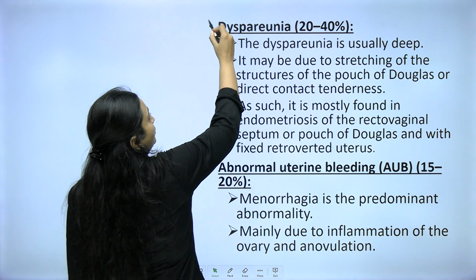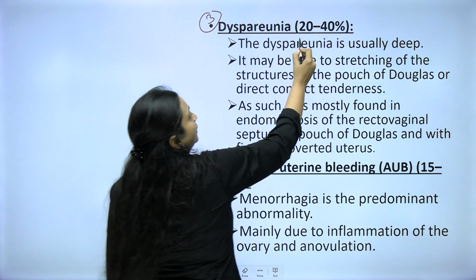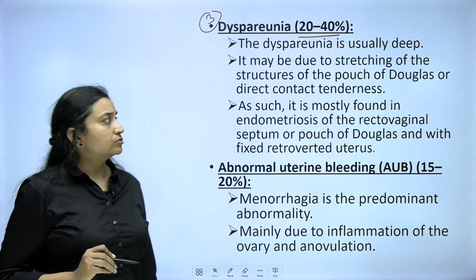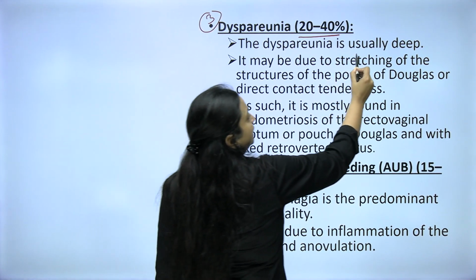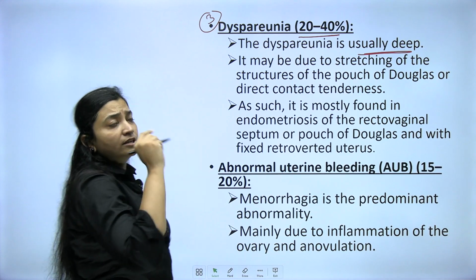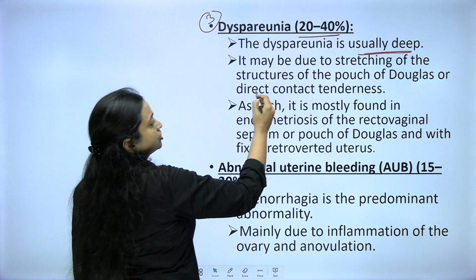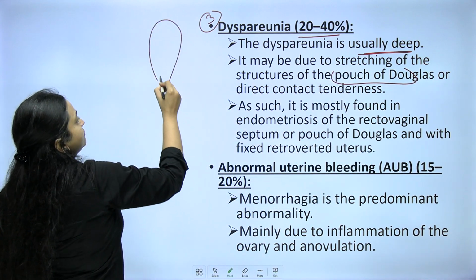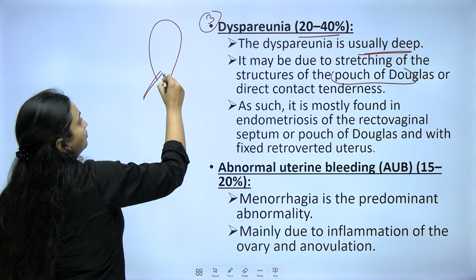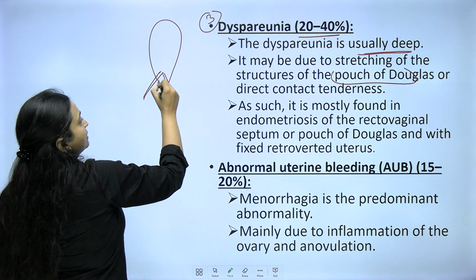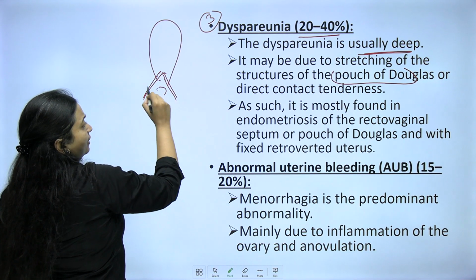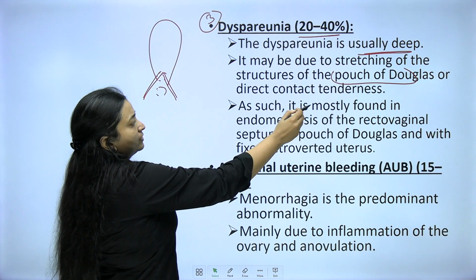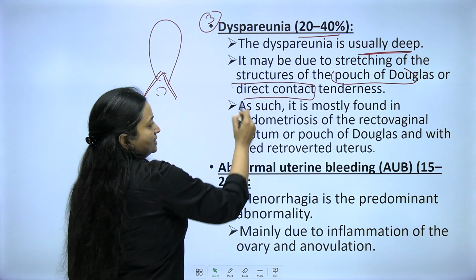Now comes dyspareunia, the third one, important thing, 20 to 40%. Dyspareunia means painful sexual intercourse. So the dyspareunia is usually deep. Deep means in the posterior fornix. It may be due to the stretching of the structures of the pouch of Douglas. Definitely this is the posterior surface of the uterus, and the uterosacrals are over here. So if there are some implants over here or anywhere around, it will cause pain. So stretching of the structures of the pouch of Douglas or direct contact tenderness.